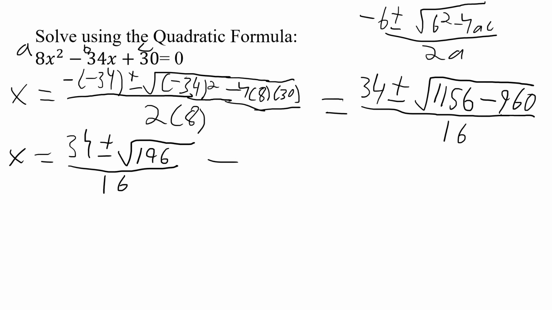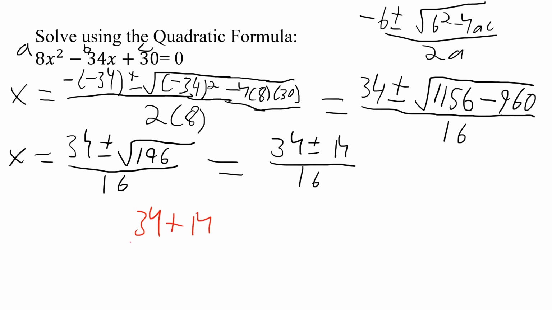All right, let's keep going. I'm going to do the square root of 196 in my calculator. And I get 14. So we have 34 plus or minus 14 over 16. And this is the part where we split it up into two problems. So this time, instead of drawing the arrows, I know you know where it's coming from by now, I'm just going to go ahead and write my two problems below. So we have 34 plus 14 over 16 and 34 minus 14 over 16.